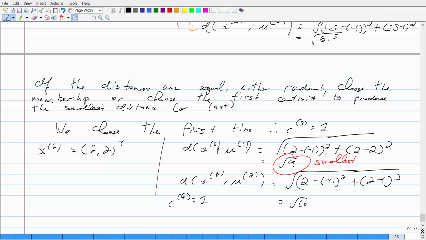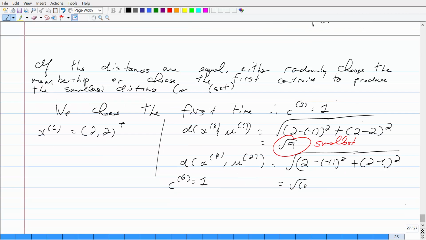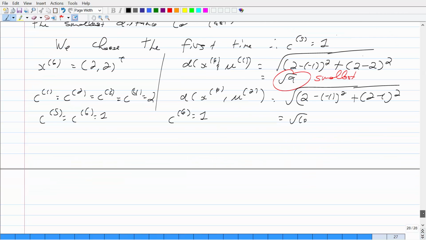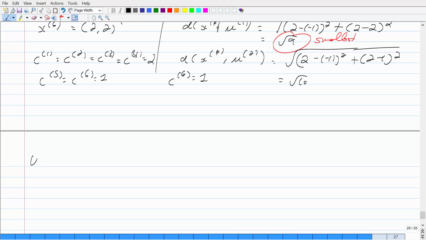So far we have the first 4 examples belonging to cluster 2, and the last 2 examples belonging to cluster number 1. Just to recap, we have these 4 belonging to the second cluster, and these last ones belonging to the first one. Now that we've figured out what the memberships are, what we have to do next is update the centroids. So we have to update the centroids now.